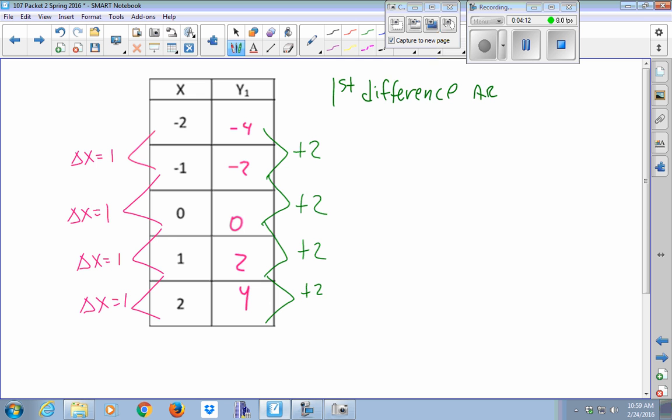Your first differences are constant. And whenever your first differences are constant, that just means I'm taking successive y values and subtracting them, and I get the same constant all the way down, and I'm looking at the same changes in x, whatever it could be. I could have gone from -2 to 0 and 0 to 2 if I wanted and have it be changes of 2 in x, but it's just set up this way. Whenever your first difference is a constant, then you know your equation is linear or your function is linear.